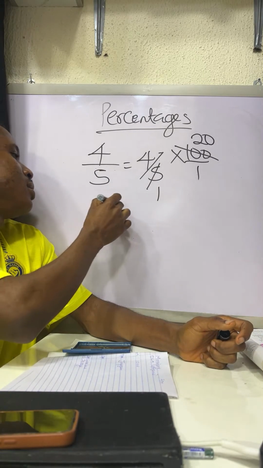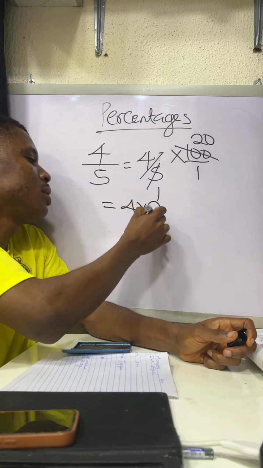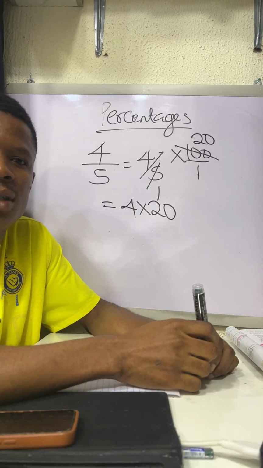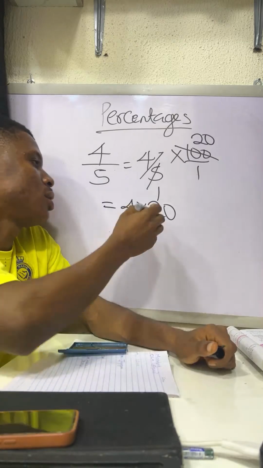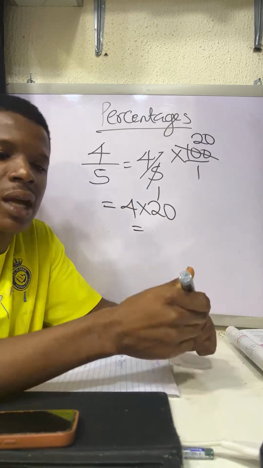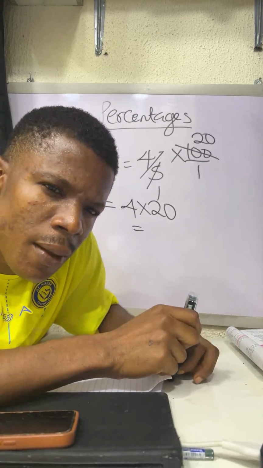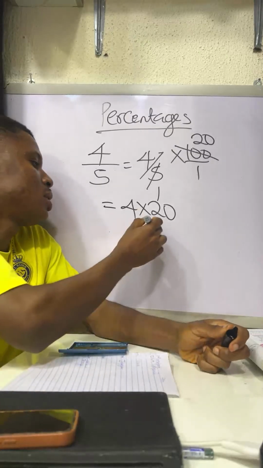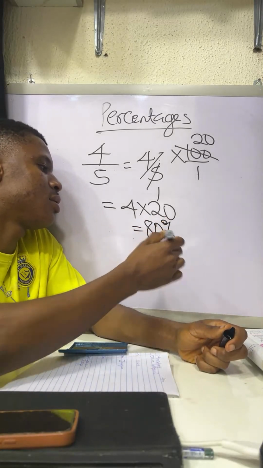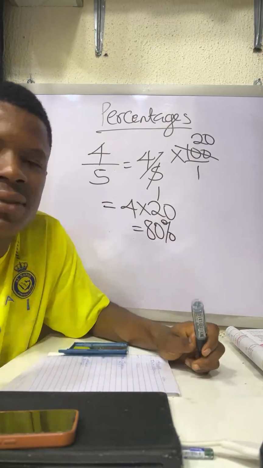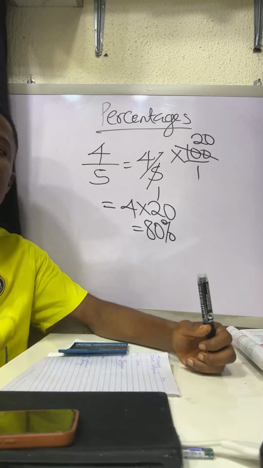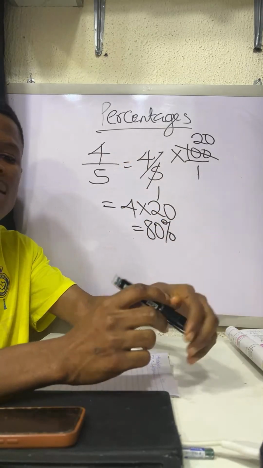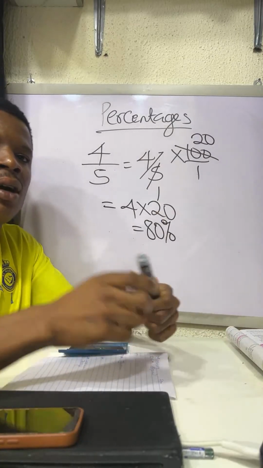So this will now be 4 times 20. What is 4 times 20? 4 times 20 is 80. So you have it as 80%. This is very, very easy to do. We can now say that 4 over 5 is the same as 80%.